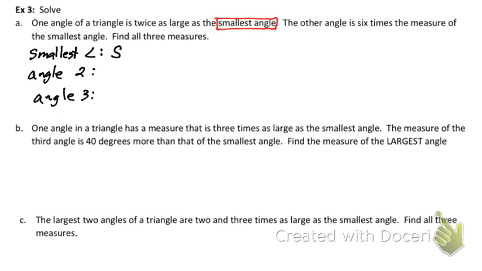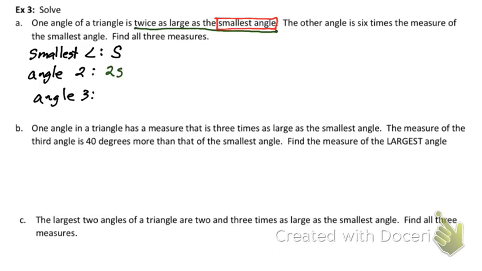All right, now let's go back to what it says. It says one angle of a triangle is twice as large as the smallest angle. I don't know about you, but twice means multiply by 2, right? So if my smallest angle is S, then this one's going to be 2 times S. It's twice as large. So we're going to rewrite angle 2 as 2 times S.